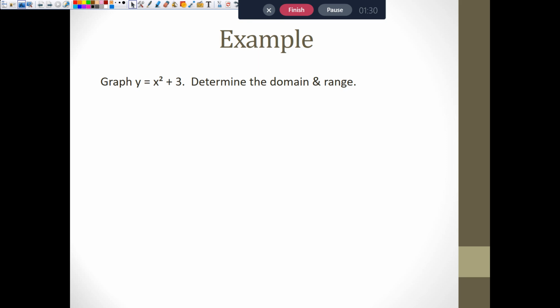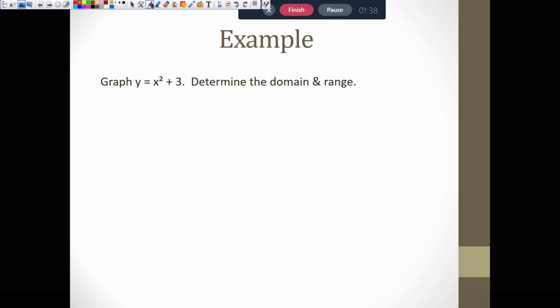So it says graph y equals x squared plus 3. Determine the domain and range. So first I will label my a, which is 1, my b, which is 0, there's no x, and my c, which is 3.